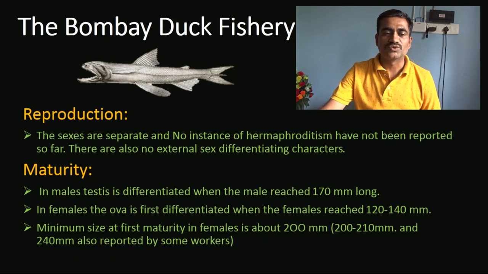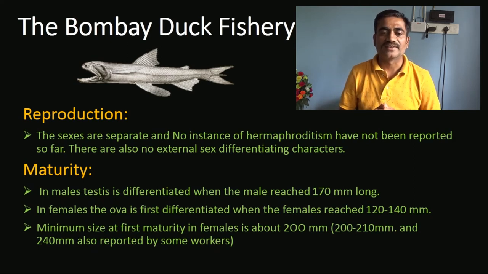Now we will discuss maturity. In males, the testis is differentiated; we can observe the testis when the male reaches a length of 170 mm. In females, the vulva is first differentiated when the female reaches a length of 120 to 140 mm. The minimum size at first maturity in females is about 200 mm. Some workers also reported 200 to 210 mm and 240 mm.